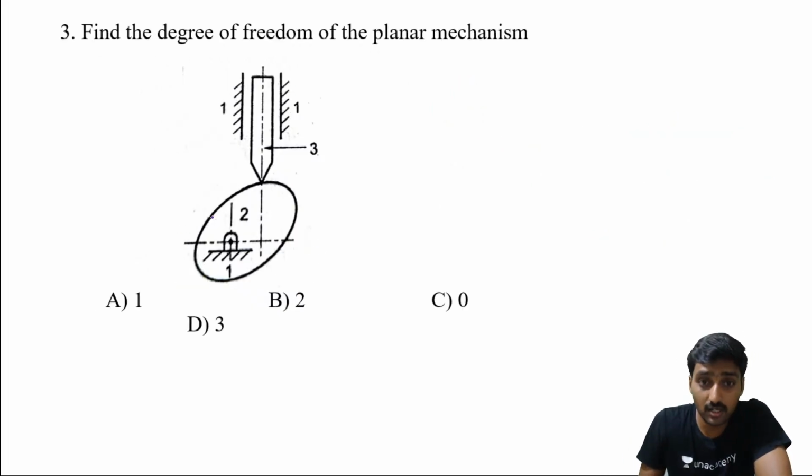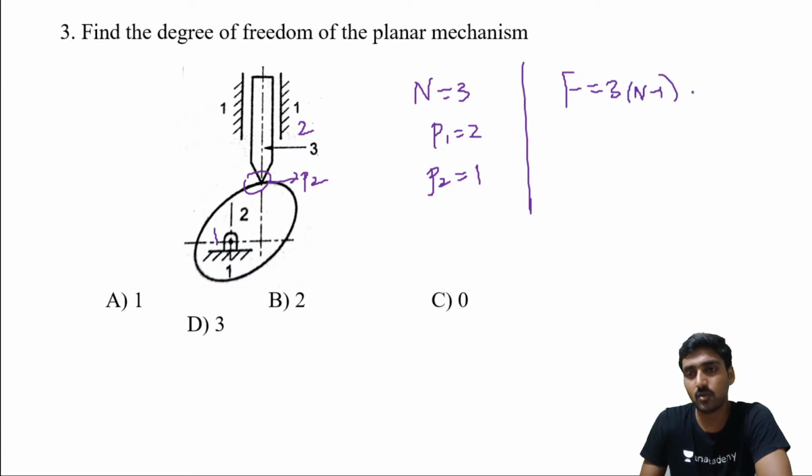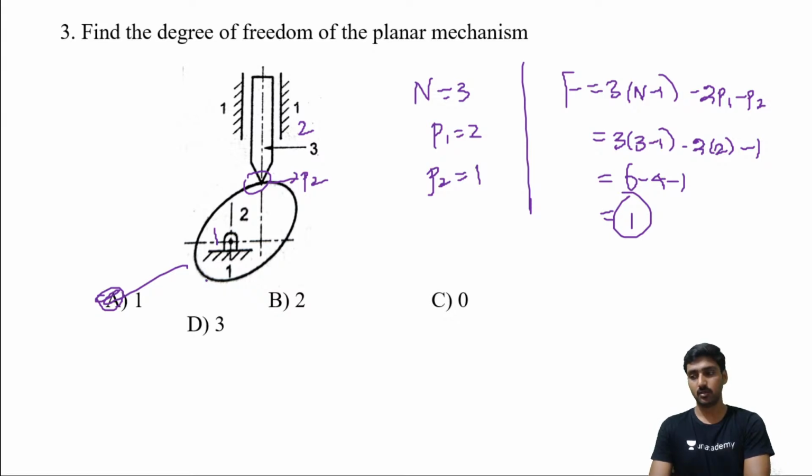Here it's not the roller follower. Number of links they have mentioned 3. N is equal to 3. Number of lower pairs 1, 2. That is P1 is equal to 2. Here it's a P2. Number of higher pair, cam and follower higher pair. So the same. F is equal to 3 into (n minus 1) minus 2p1 minus p2. Number of links 3: 3 into (3 minus 1) minus 2 into 2 minus 1. That is 6 minus 4 minus 1. It's equal to 1. Degrees of freedom is equal to 1. Is it okay now? Is it clear?